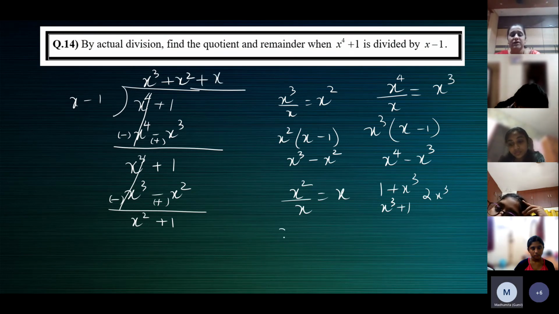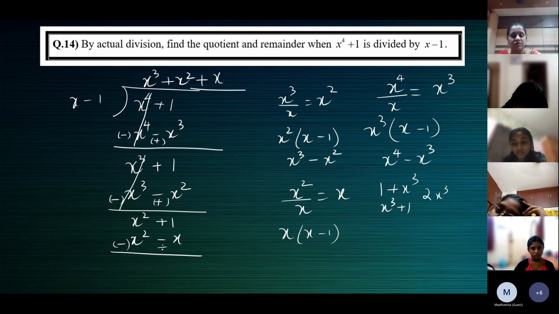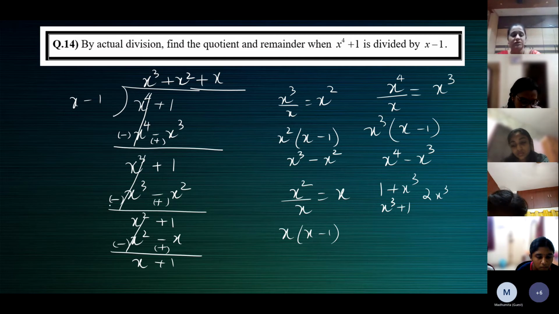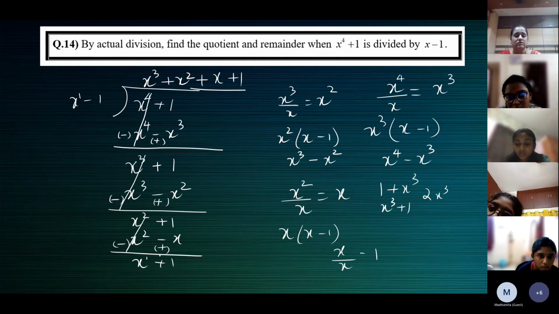And we need now to multiply x with x minus 1. So that will be x squared minus x. Again, change the signs. It cancels, and we have to put x first and then plus 1. So we need to continue the division because the degree is equal. X to the power 1, x to the power 1. The degrees are equal, so continue the division. X by x, which is 1, so plus 1.